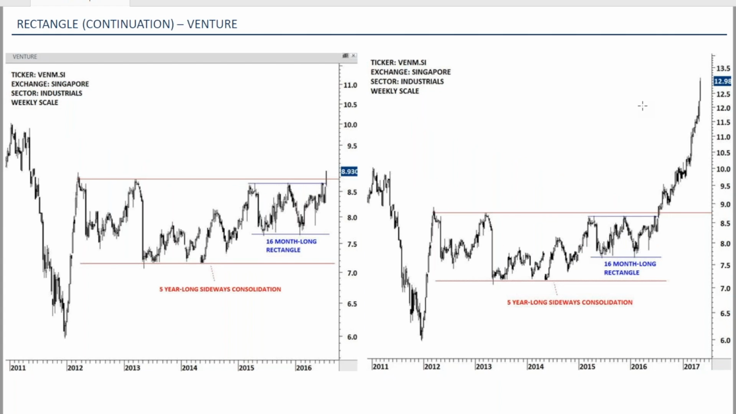Another continuation rectangle, this time a stock from Singapore, a 5-year long sideways consolidation, was broken on the upside with a launching pattern of 16-month long rectangle. So these are very long-term chart patterns. When these type of chart patterns form on the price charts, they're significant, and it really needs people's attention, because usually major long-term trends follow after these type of breakouts, as you can see in the case of Venture in Singapore.